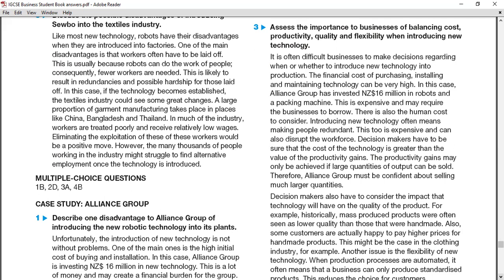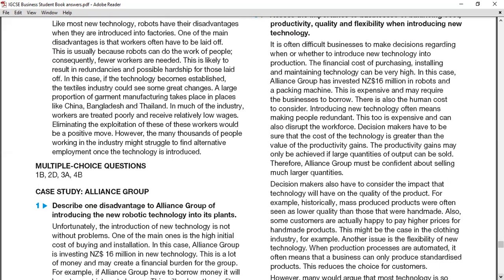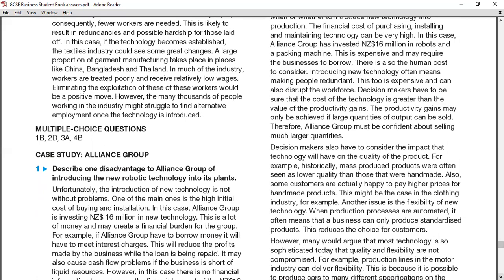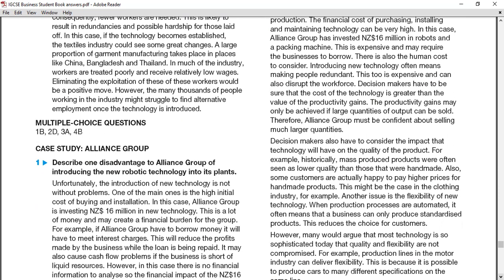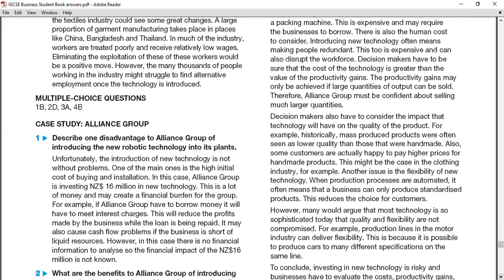Decision makers have to be sure that the value of the productivity gains is greater than the cost of the technology. The productivity gains may only be achieved if large quantities of output can be sold. Therefore, Alliance Group must be confident about selling much larger quantities. Decision makers also have to consider the impact the technology will have on the quality of the product. For example, historically mass-produced products were often seen as lower quality than those that were handmade. Also, some customers are actually happy to pay higher prices for handmade products. This might be the case in the clothing industry.